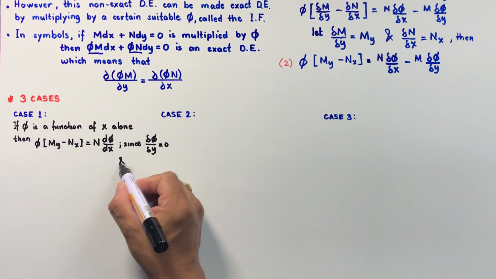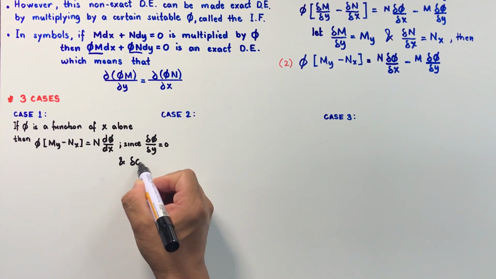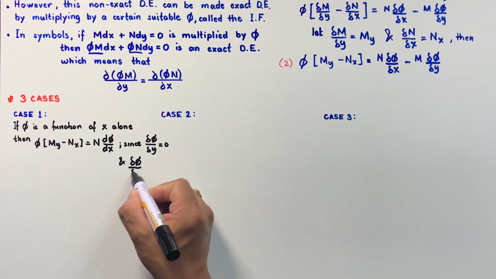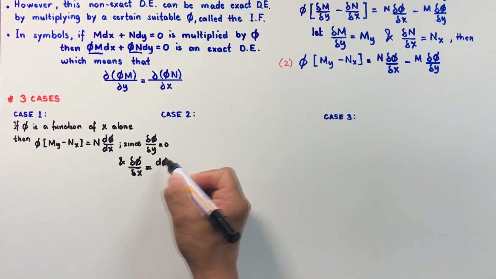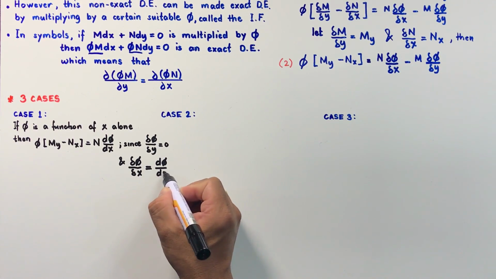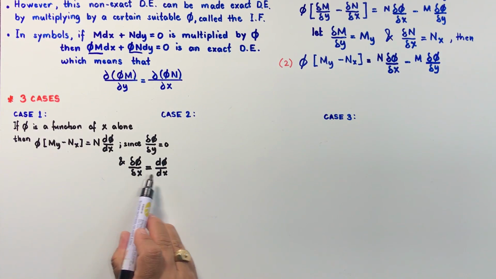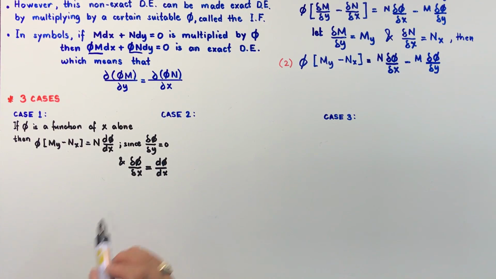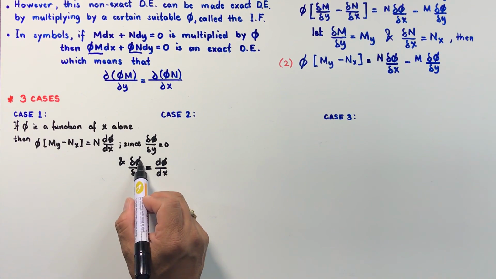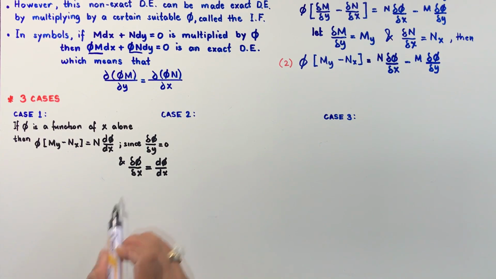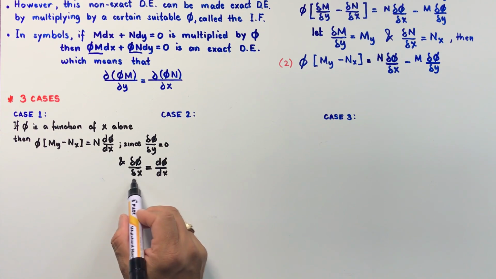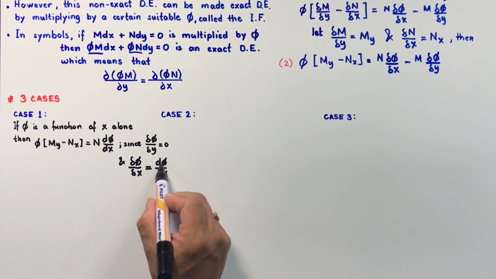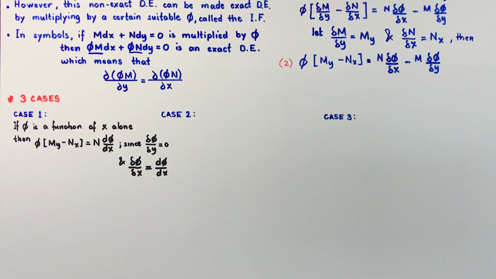And also, the partial derivative of phi with respect to x is the same as the derivative of phi with respect to x. So we are now writing this one as the standard derivative, not as a partial derivative. Why? Because phi is in terms of x alone. So if this is in terms of x's, then its partial derivative with respect to x is the same as the derivative of this with respect to x.